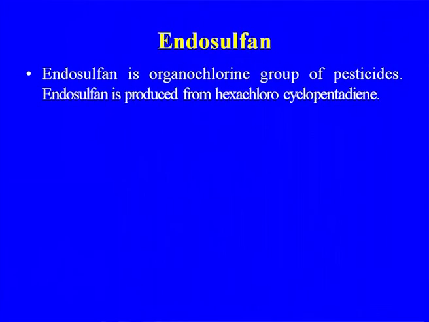Endosulfan is an organochlorine group of pesticide. Endosulfan is produced from hexachlorocyclopentadiene, and this cyclopentadiene, while discussing the C4 C5 recovery in case of the FCC gases and the cracker gas, I discussed why it is important to recover the cyclopentadiene from the C5 gases.